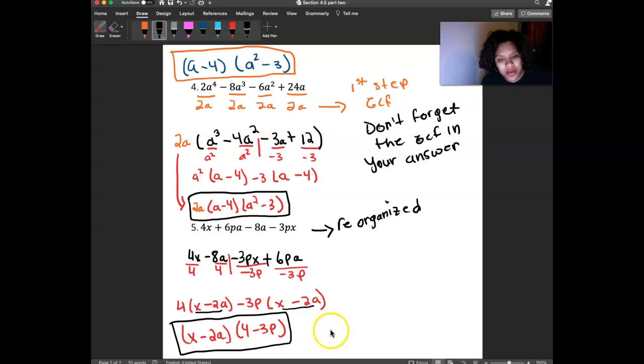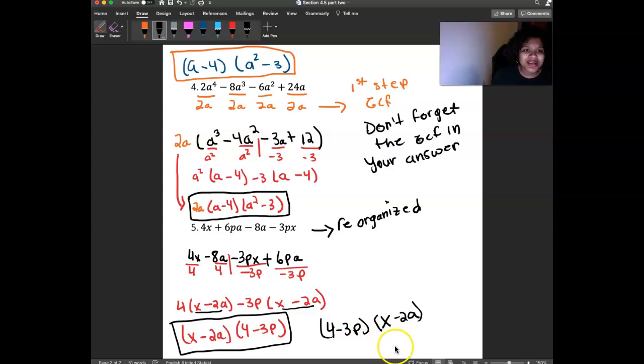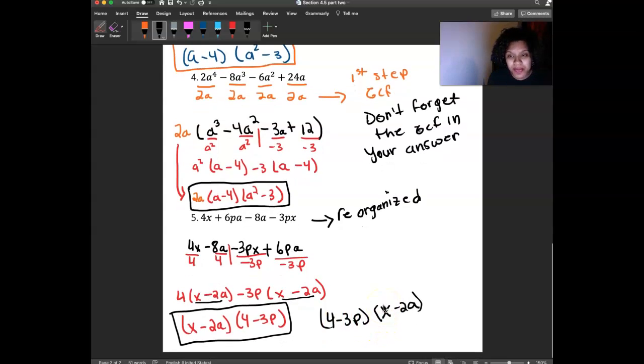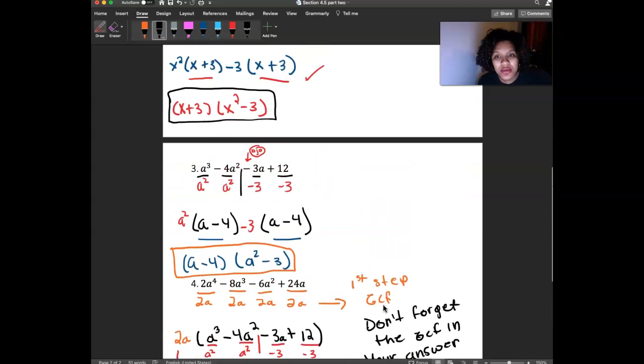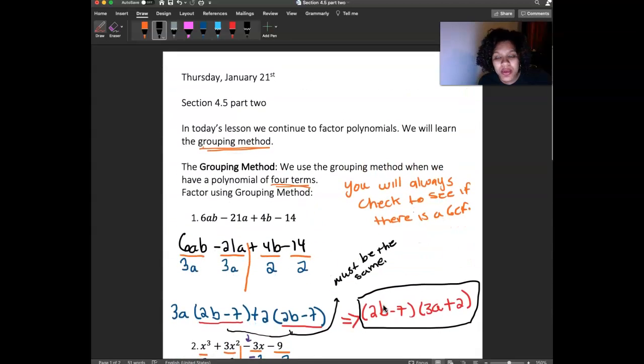Now, some student might say, well, can I write this first? Can I say 4 minus 3p and then the x minus 2a? Of course, it's the same. It's the exact same because it's multiplication. Once you multiply, you're going to get the same answer. All right? So these are the notes for factoring by grouping for section 4.5 part 2. All right?